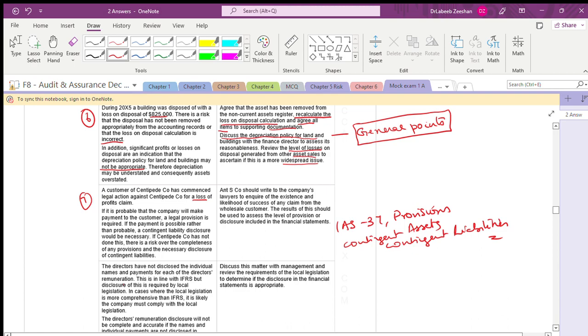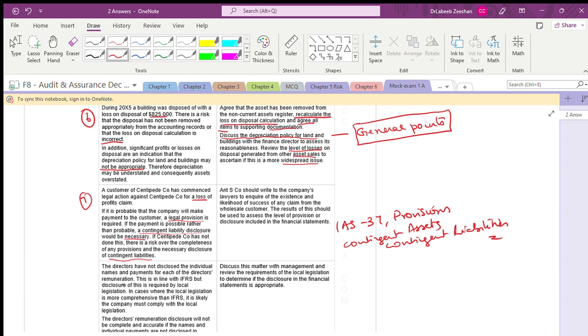Now, if it is probable that the company will make payment to the customers, a legal provision is required. If the payment is only possible rather than probable, contingent liability disclosure is necessary. If it has not been done, there is a risk of completeness of provisions and necessary disclosures of contingent liability. That is the audit risk. If there is any claim, definitely we have to make a provision.